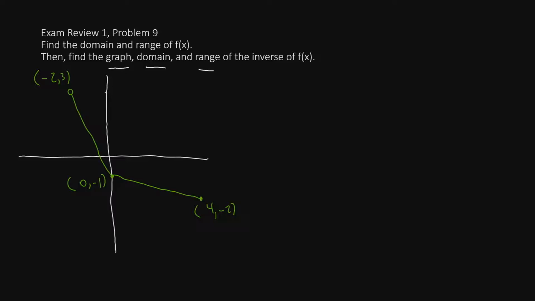Let's begin by writing down a series of points that are on the graph. I've marked some of the points on the graph. We have (-2, 3), (0, -1), and (4, -2). These are all for the original function f(x). Now, to find the points that are in the inverse function represented by this f⁻¹(x), we reverse the x and y.